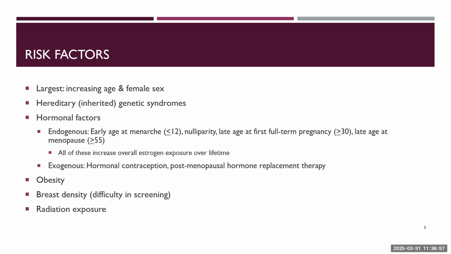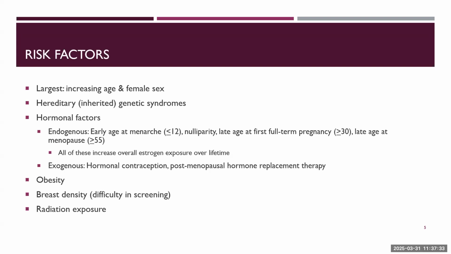For hormonal factors, this is a big one. So this is exposure to estrogen, so endogenous exposure to estrogen, early age at menarche at less than or equal to 12. So time of their first period being earlier in life, nulliparity or not having any children is a risk factor. And if they have late age at first full-term pregnancy, which is defined as greater than or equal to 30 years old. Another risk factor is late age at menopause, so greater than or equal to 55. All of these, essentially, they're just having increased exposure to estrogen over time.